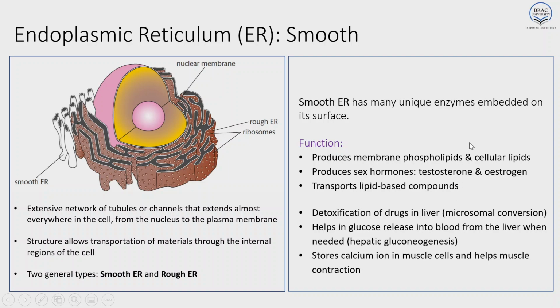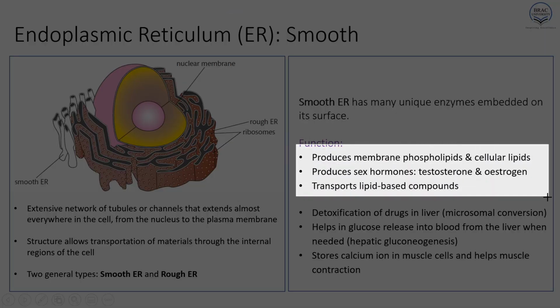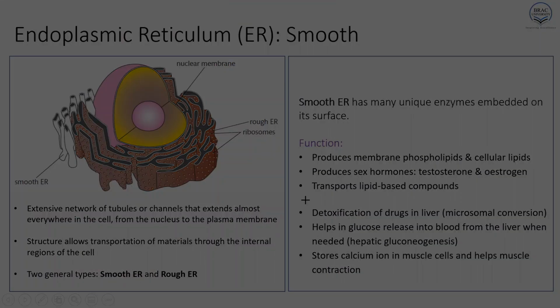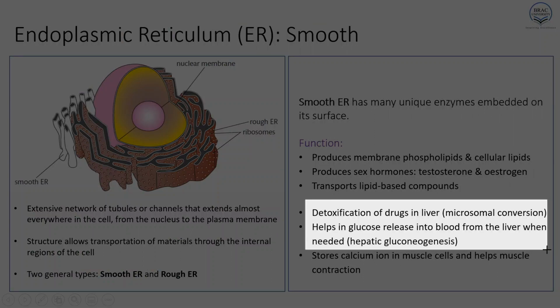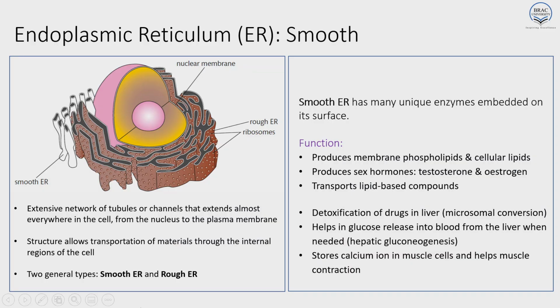So there are three functions. These three functions are quite similar, that is, lipid-based functions, and these two functions involve the liver, drug detoxification and gluconeogenesis, that means glucose release, and the last function of smooth ER involves muscle.